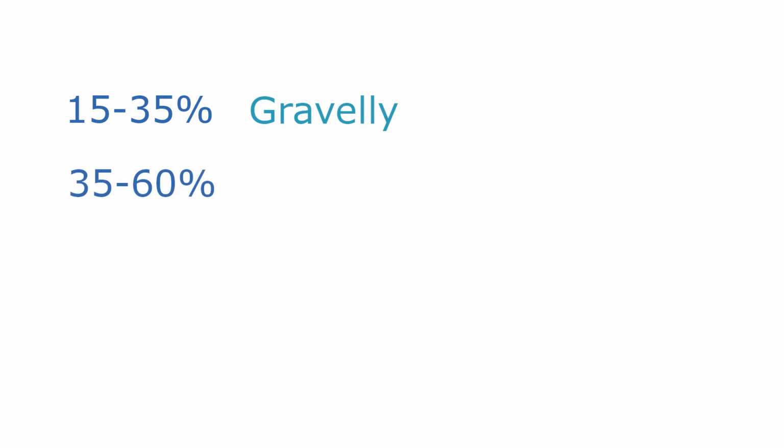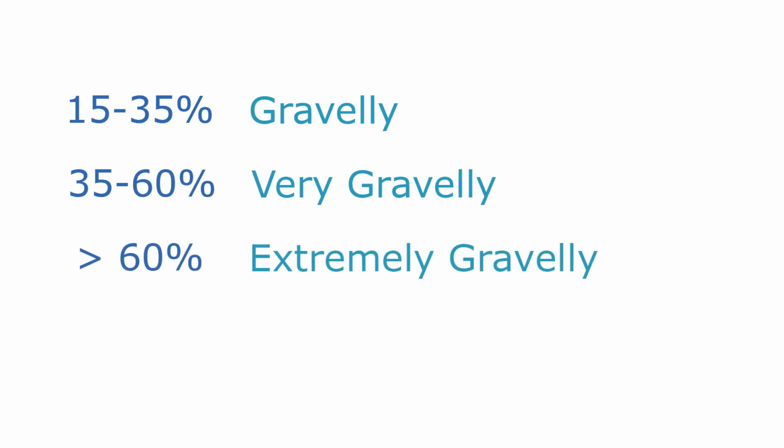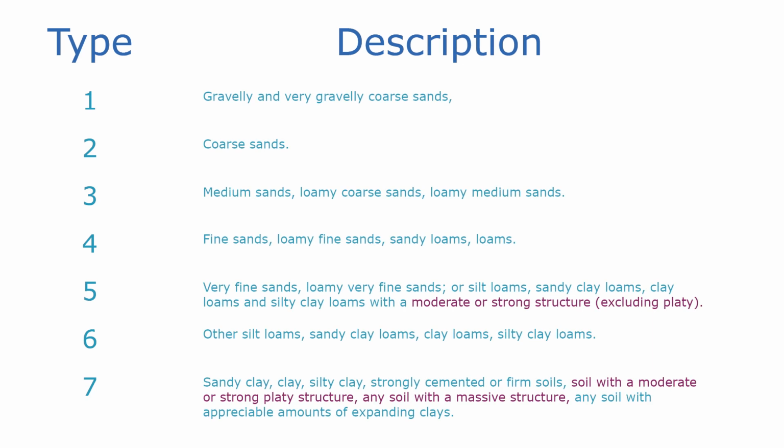Different percentages of rock have different labels. If 15 to 35% of the volume is gravel, then it is considered gravelly. If 35 to 60% of it is gravel, it is considered very gravelly, and above 60% is considered extremely gravelly. Any soil with more than 90% rock fragments is considered type 1 regardless of the texture. Once you know the structure, texture, and percent rock of the layer of soil you are assessing, you will have the information you need to determine the soil type.